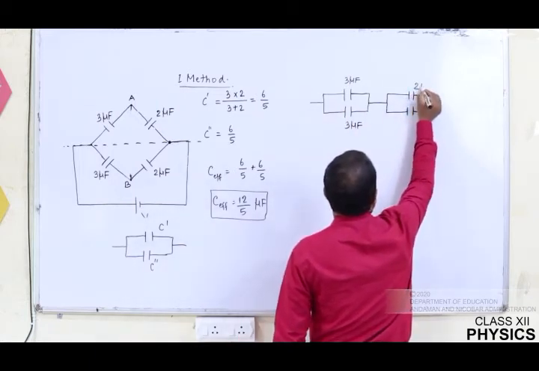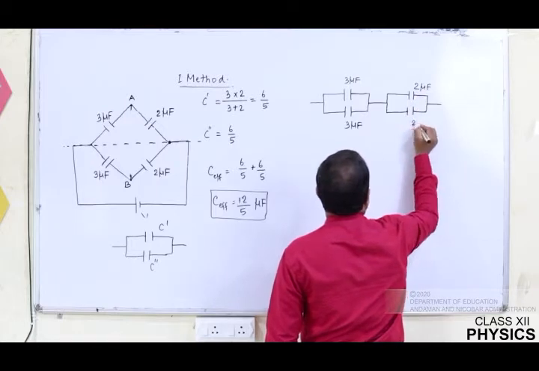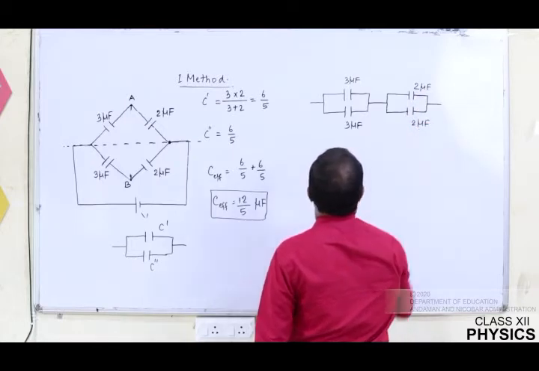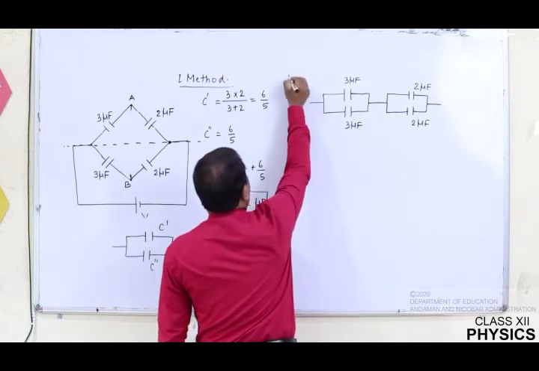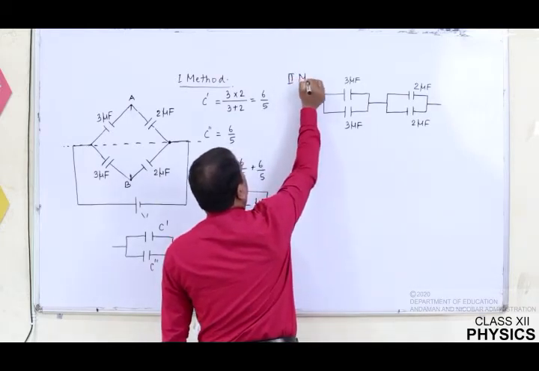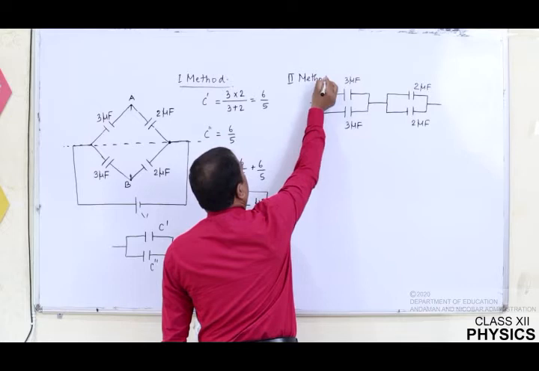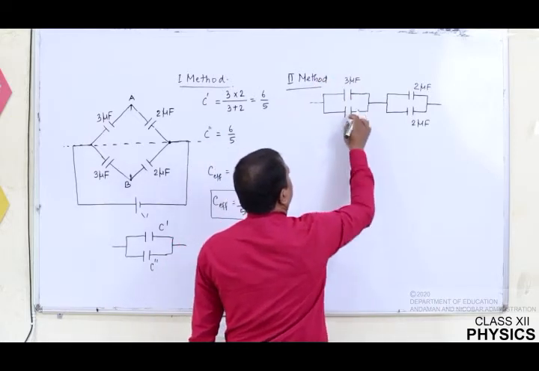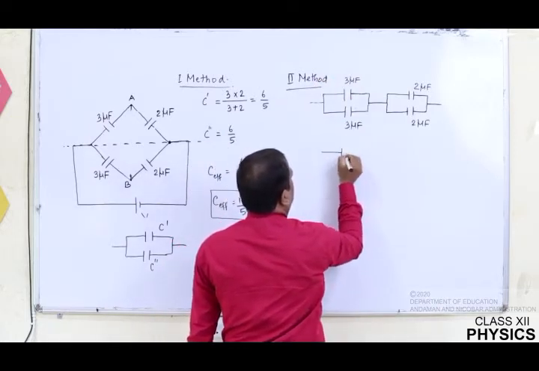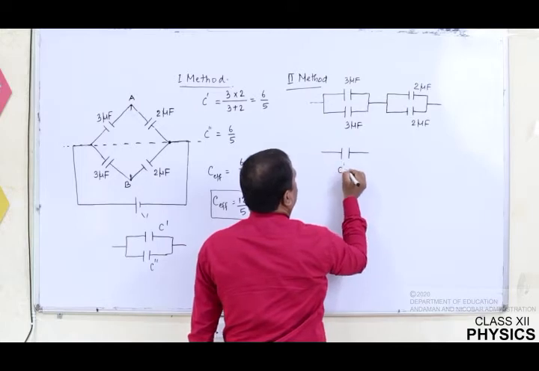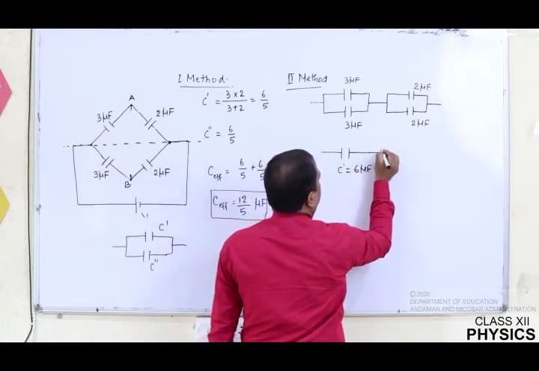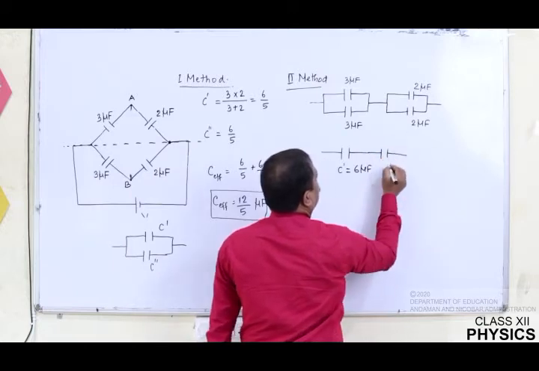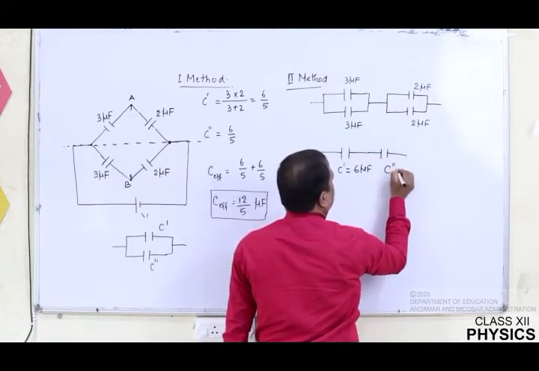Two microfarad and 2 microfarad. Now I am going to calculate the effective capacitance using the second method. Here I see that these two are in parallel, so I will have C dash, which will be equal to 6 microfarad, and this will be equal to 4 microfarad.